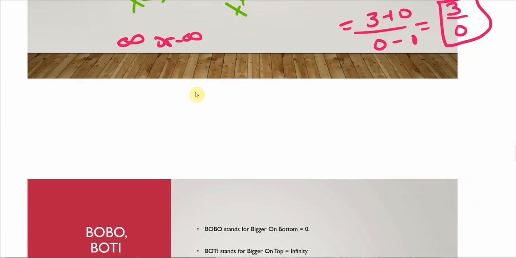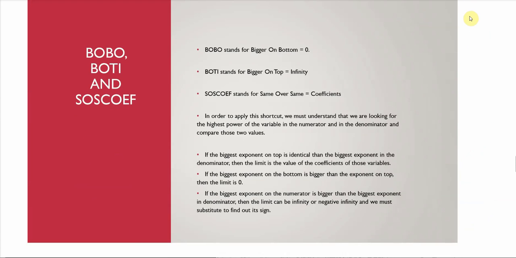Okay? Now, there's a shortcut to doing limits at infinity. We have BOBO, BOTN, and DNE. Now, what does BOBO stand for? BOBO stands for bigger on bottom. So bigger on bottom means that my answer will be 0.